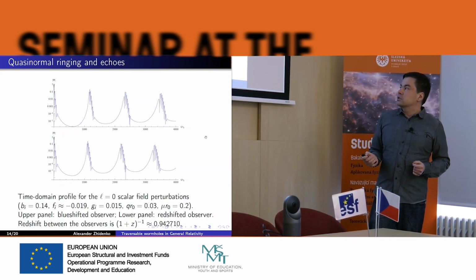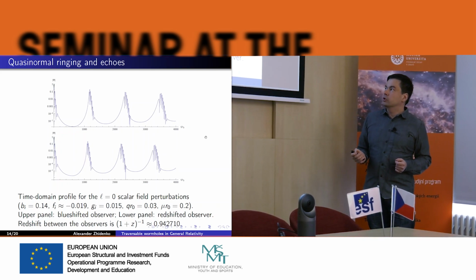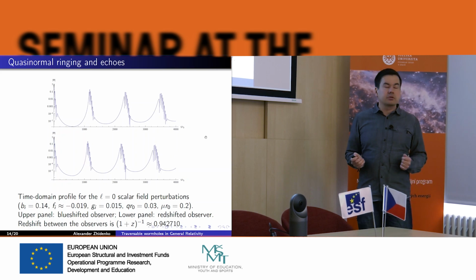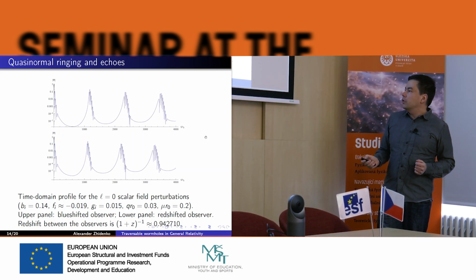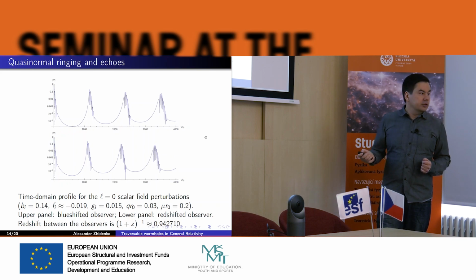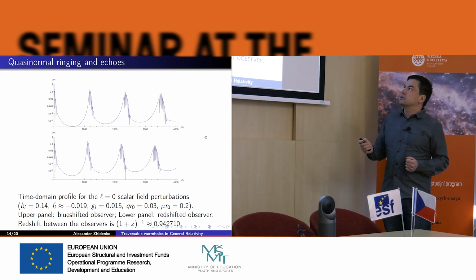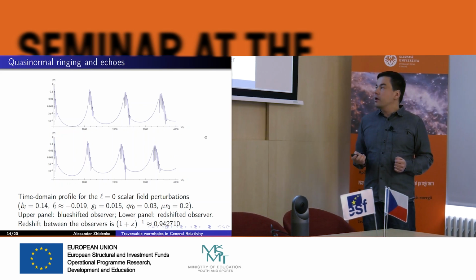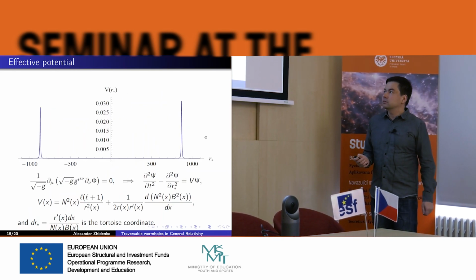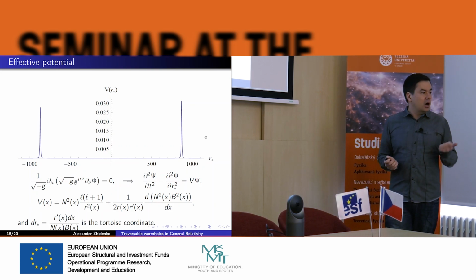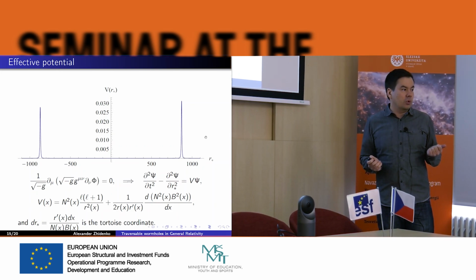And the difference is that the same signal will look different because of the redshift. Yes, we have, for example, this one, the redshifted observer sees the time difference between these peaks shorter. And the reason why these peaks, which are called echoes, appear is exactly because of the difference between our configuration and the Reissner-Nordström black hole.